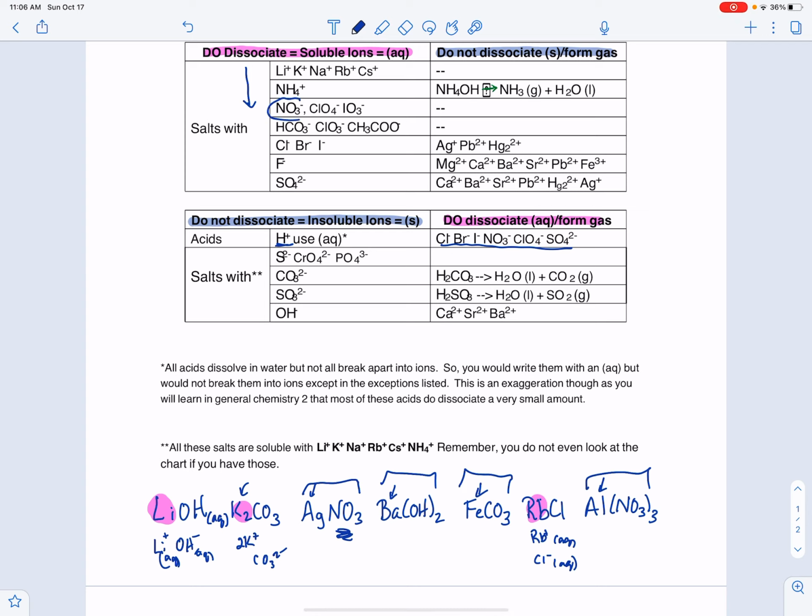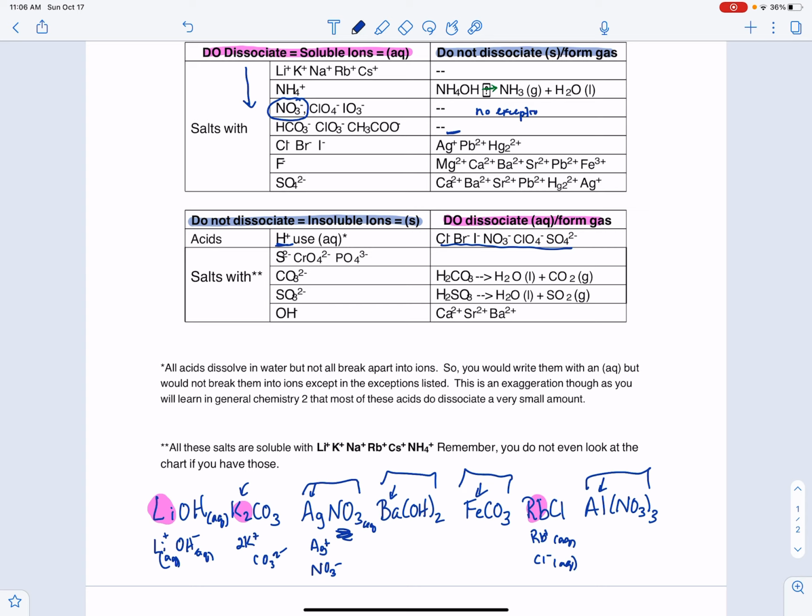So you'll notice right here, I have an NO3 group, and over here, do not dissociate. So NO3, I don't have any exceptions. There's nothing that is an exception. So it means that anything with NO3 in it also will break apart. So that'll break into Ag+ and NO3-, and they both will have aq with them.